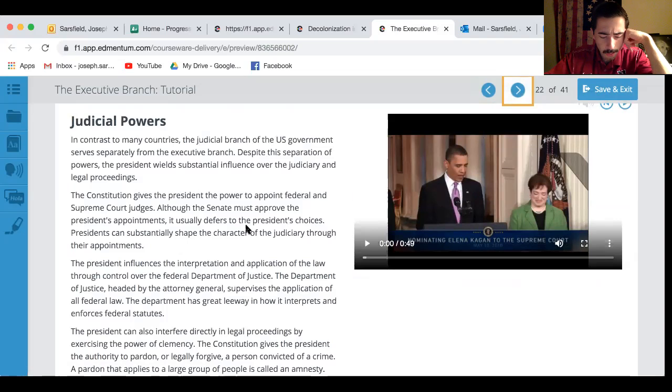Now, the two major roles, I would say, there are basically three. So the three major judicial powers the president has are: one, appoint federal and Supreme Court justices. Donald Trump, a fact that I talked about in class, has appointed the most federal judges in the history of the United States. That was one of his major goals going into office.